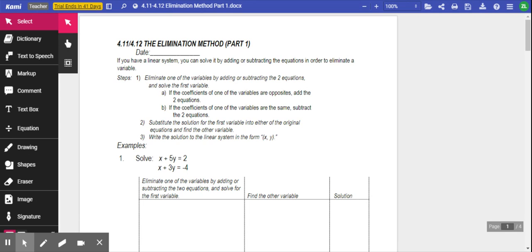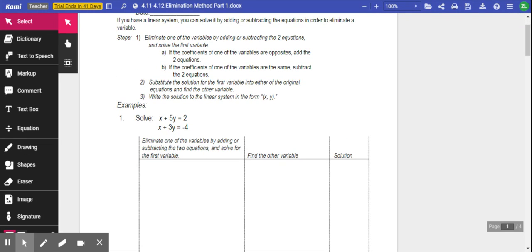Okay. So last week we were able to set ourselves up for the elimination method, which is what we're doing. And then we're actually going to do a short lesson on the distributive law as well. So if you have a linear system, so two different lines, you can solve it by adding or subtracting in order to eliminate a variable. So step one is eliminate one of the variables by adding or subtracting two equations and solve the first variable.